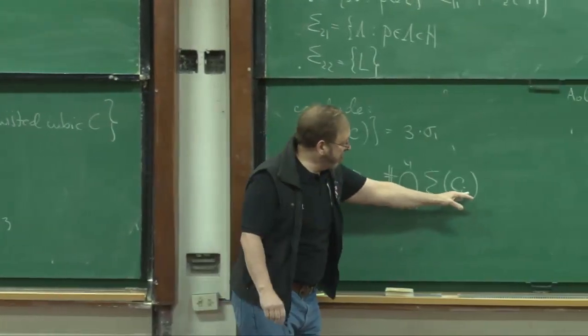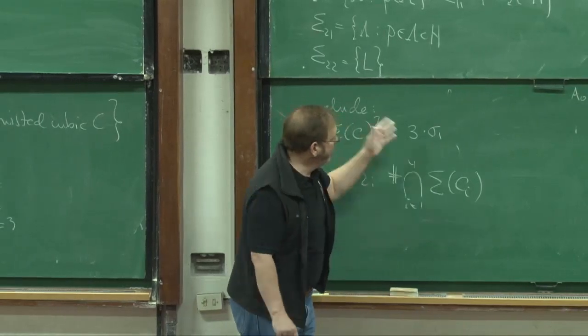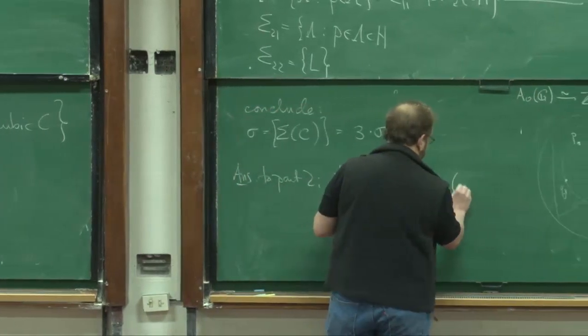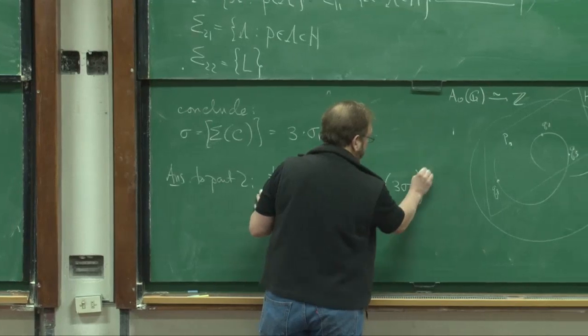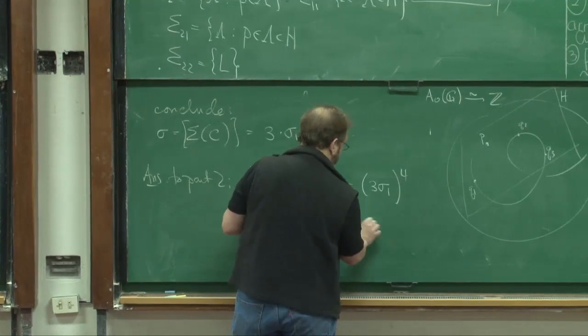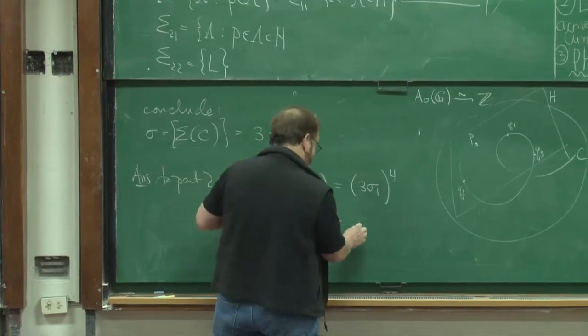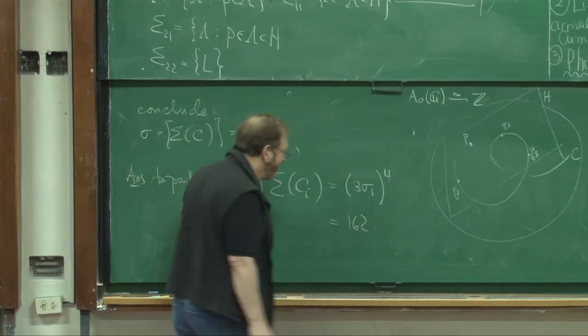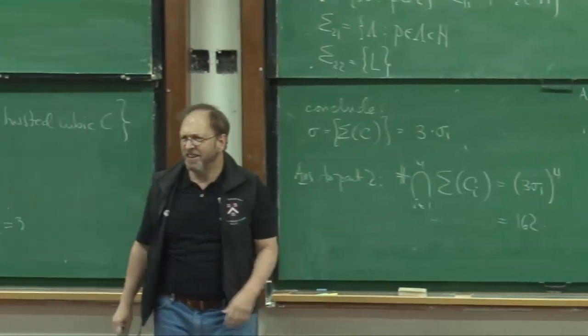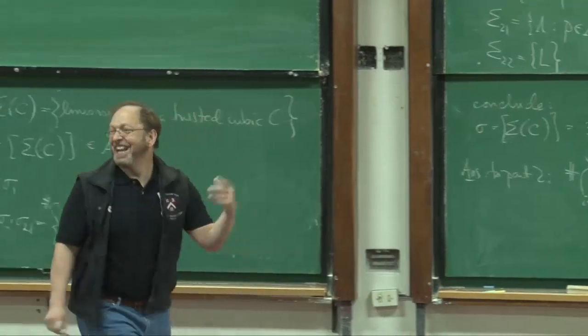Well, we're intersecting the corresponding cycles in the Grassmannian. We just take the product of their classes. That's (3 sigma 1) to the 4th power. And that, if I'm not mistaken, is 162. Is that right? Yeah, okay. And that's the answer to the second part.